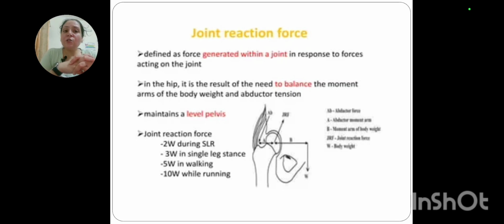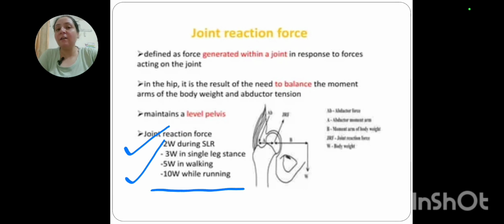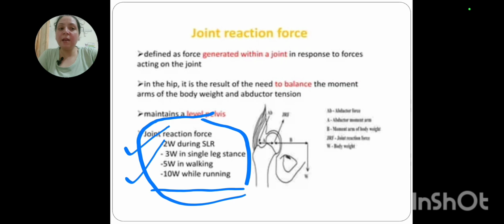This is a very important point which I want to show you. The joint reaction force is 2 times the body weight in SLR. It is 3 times the body weight in single leg stance. It is 5 times body weight in walking and 10 times body weight in running. Can you see how much joint reaction force is acting on the hip itself? Fine.